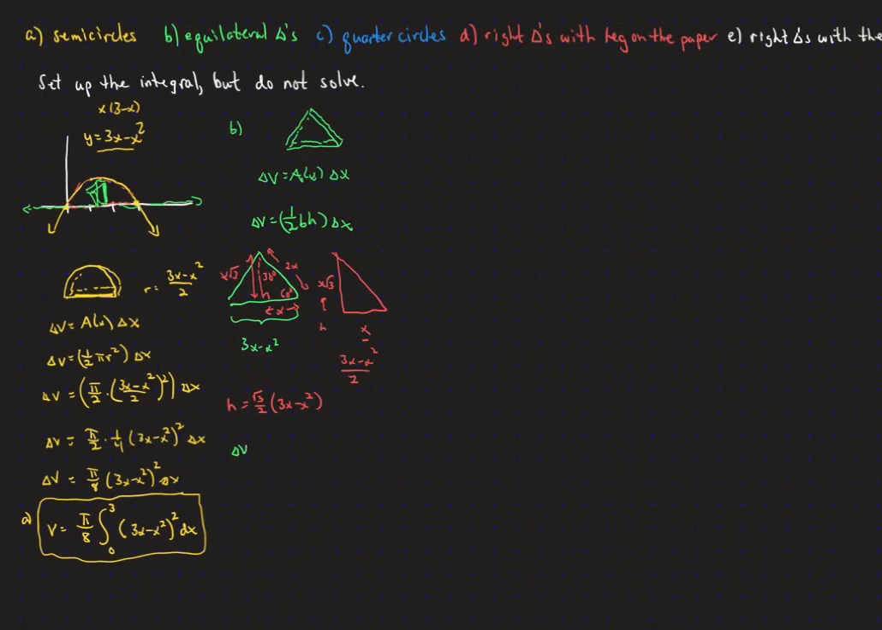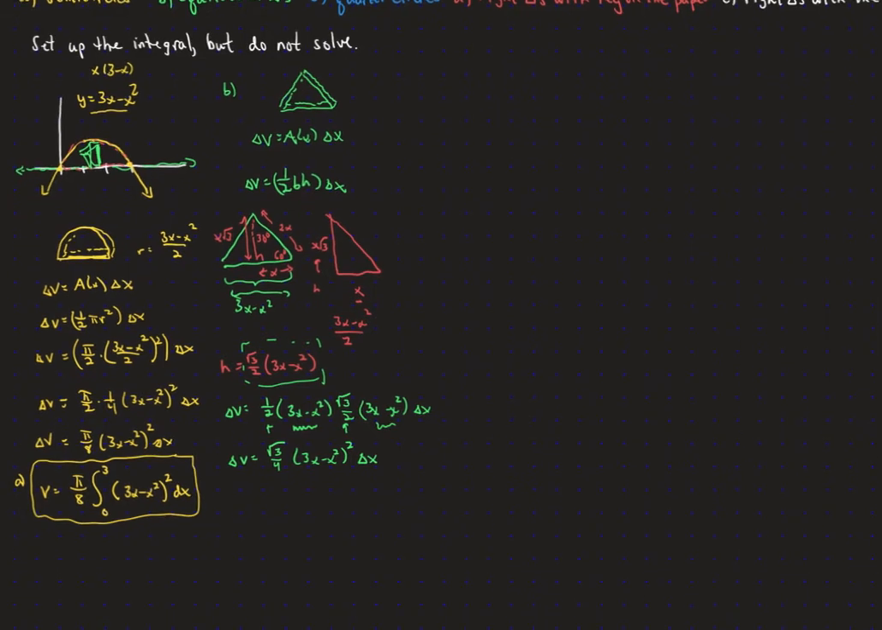So our delta volume is going to be, here's our area, 1/2. The base is our whole 3x minus x squared times our height, which is the square root of 3 over 2 times 3x minus x squared. And then we've got that delta x tacked on the end. So our two constants are going to get together and be a square root of 3 over 4. These are really the same thing. So when they multiply, we can write that as 3x minus x squared, quantity squared, times delta x.